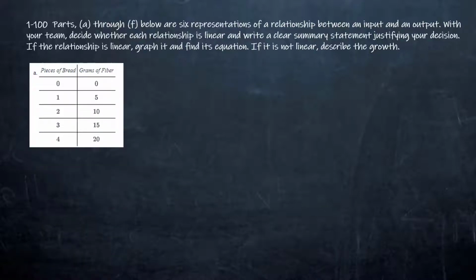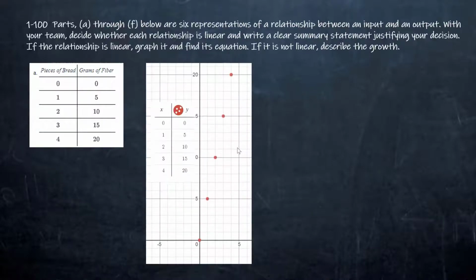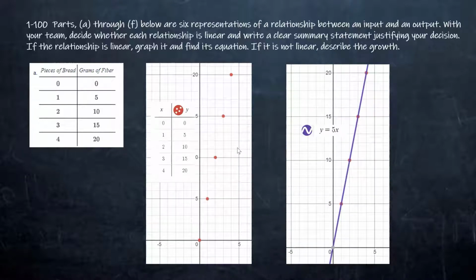All right, A has pieces of bread as its X and grams of fiber as its Y. If you notice, for every X value, Y is going up 5. So to me, that is a linear equation for sure. So let's just take a look at the graph. So I plotted the points, and it looks linear to me, and it looks like it has a slope of up 5 over 1. So I'm going to write an equation for that, which would be Y equals 5x. Okay, that kind of ends the discussion on this one. This was pretty straightforward, pretty simple. So let's move on to the next one.